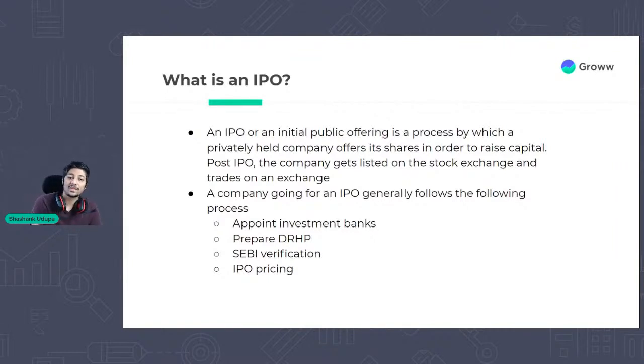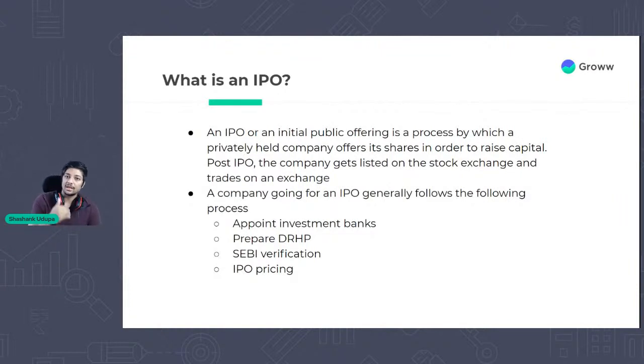It's basically a process where a privately held company, which is a private limited company, offers its shares in order to raise capital. Now, post the IPO, the company gets listed on the stock exchange and then trades on that particular exchange. So then you see trading happening constantly. Just to understand the concept again, in an IPO, the first thing is the company is issuing shares to the public. After that, the traders will trade between each other, right? It's not about the company anymore.